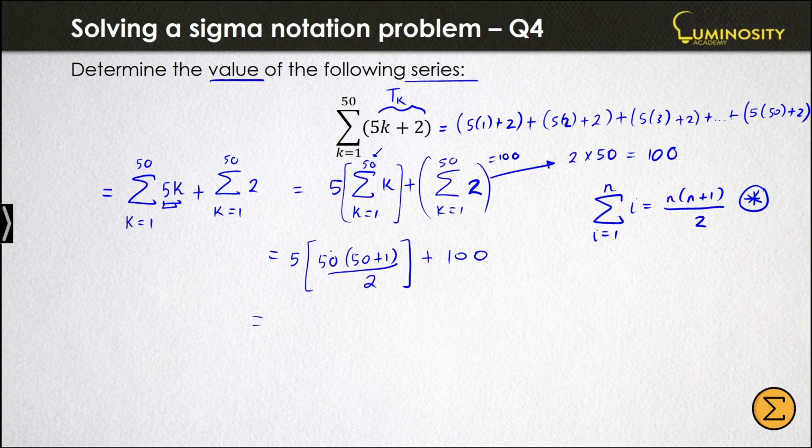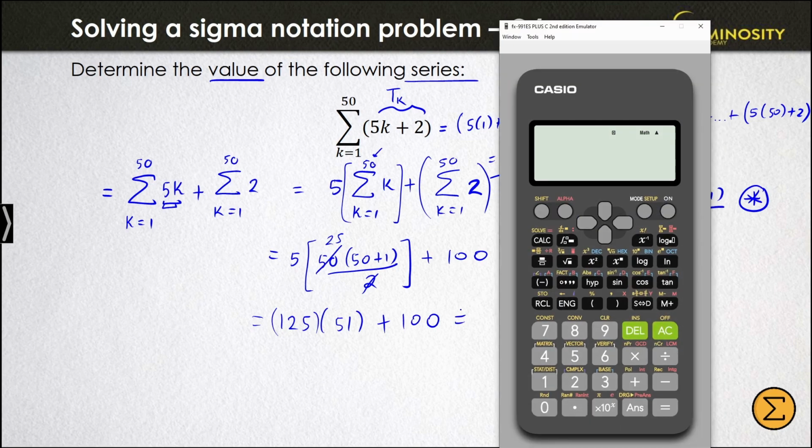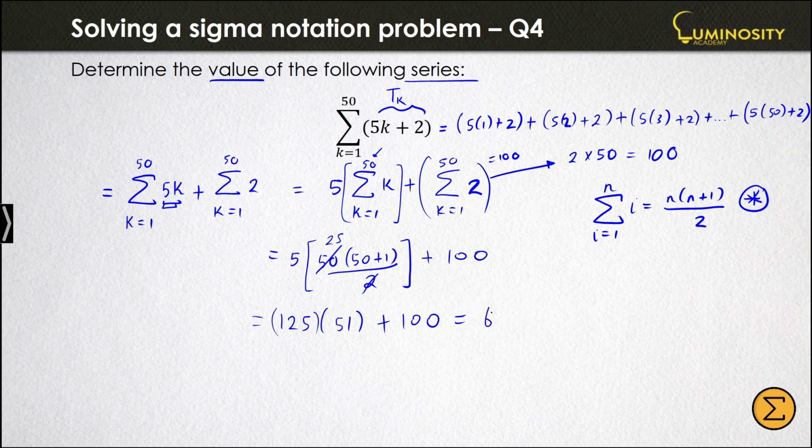So let's see, 50 divided by 2 is 25. 5 times 25 is 125, times 51, plus 100. I'm going to use the calculator for this one just because the numbers are not that nice to deal with. So 125 times 51 is 6375, plus 100, which gives me a grand total of 6,475.